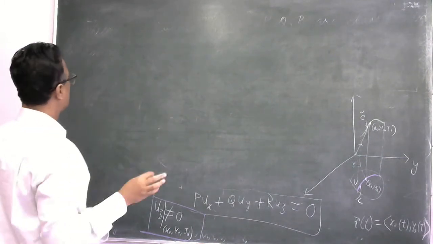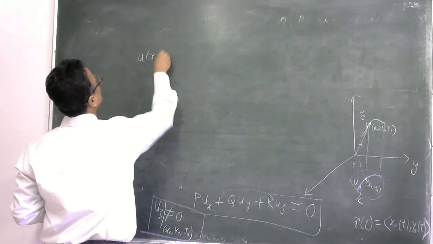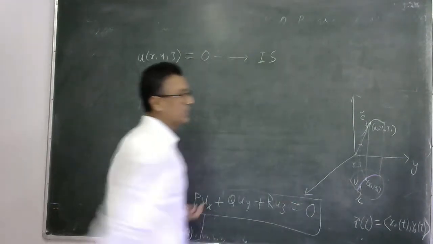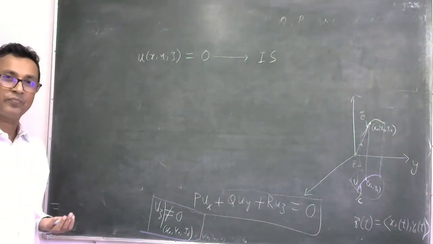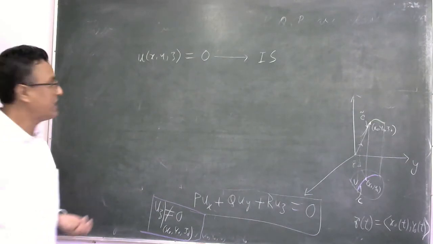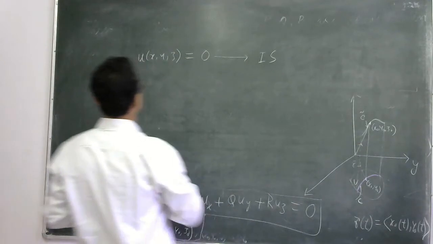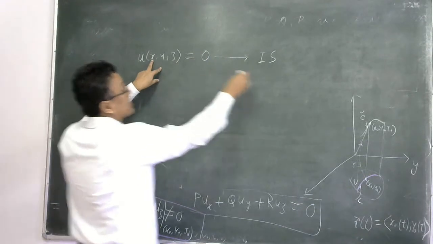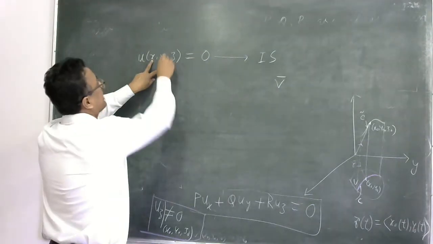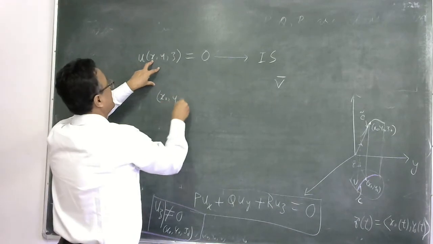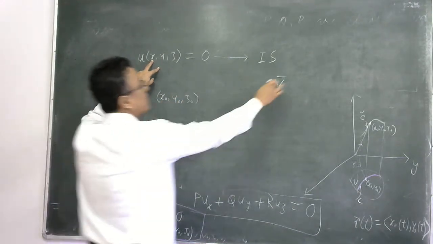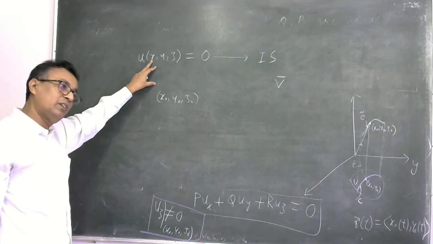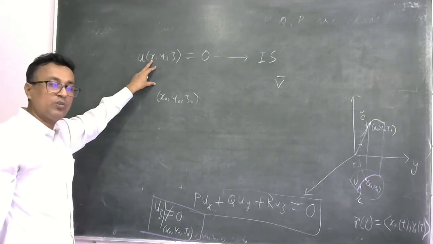Now, this is an integral surface, right? This is an integral surface of the vector V. So at every point of this, including the point x naught, y naught, z naught, V is going to be tangent to the surface. Is it okay?